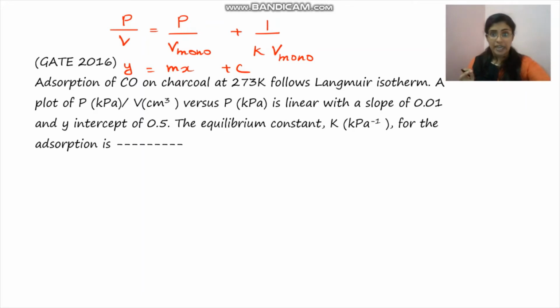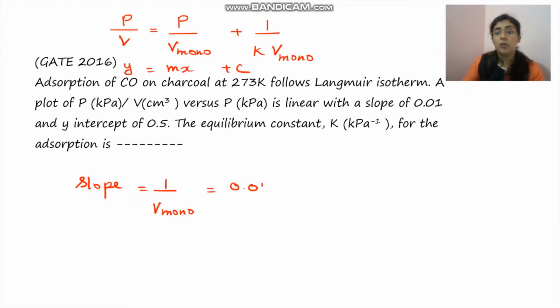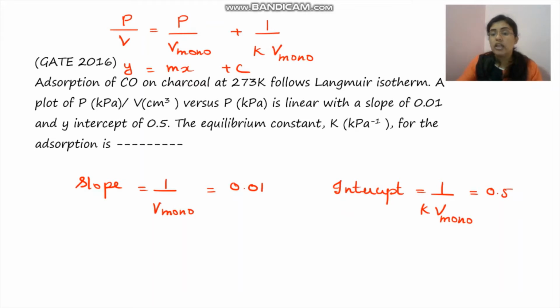Comparing the equation that I have and the details given in the question, I can write the slope to be 1 by V mono. This is from the equation. And the value of that slope is given to be 0.01. Next, I can write about the intercept. From the equation, the intercept is 1 by K into V mono. And the value for the intercept is given to be 0.5. Now, what does that mean? 1 by K V mono is 0.5, which means instead of 1 by V mono, I can substitute the slope value.